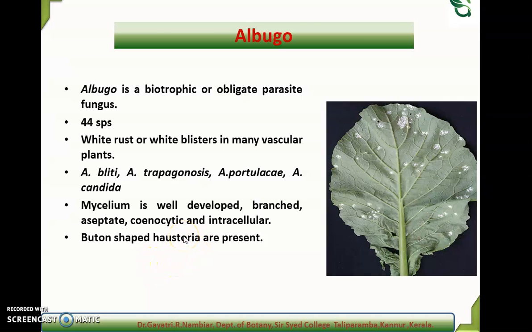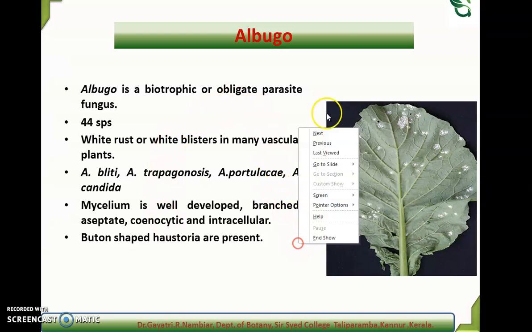So nearly 44 species are present which mainly cause white rust or white blisters in many vascular plants. One of the common species is Albugo candida, and it mainly affects the crucifer members.